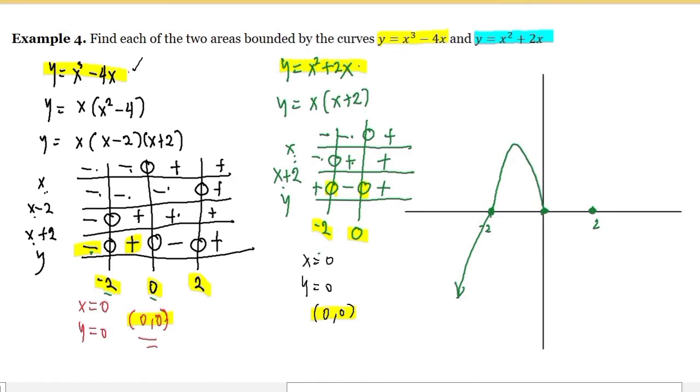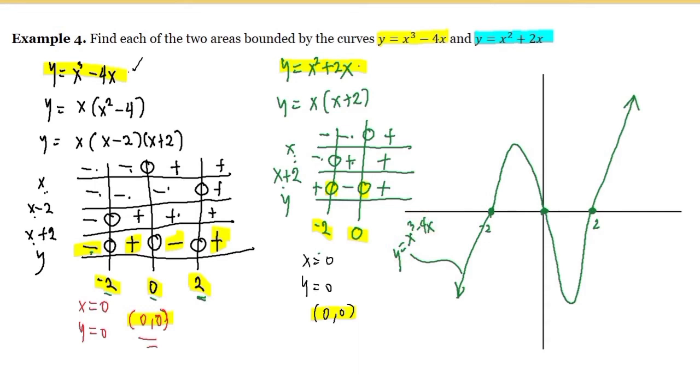Okay. Then, between 0 and positive 2, siya ay negative. No? Sa baba na naman siya. Okay. And then, after the positive 2, siya ay positive na, papuntang positive infinity. So, we have this. So, this curve here is our y is equal to x cubed minus 4x.